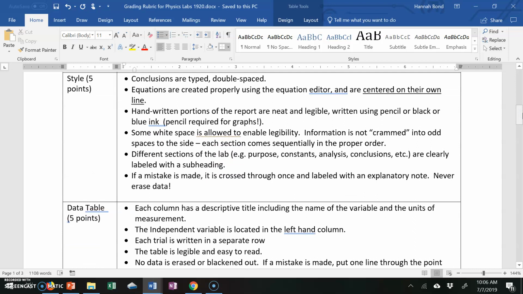The style requirements are that the lab should be typed and double-spaced. Any equations should be created using the Word equation editor, and they need to be centered on their own line. In other words, equations should not be embedded within the text. They need to be centered on their own line so that they stand out and are very visible.